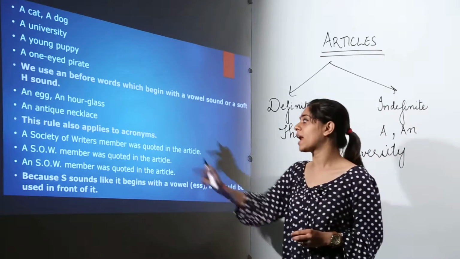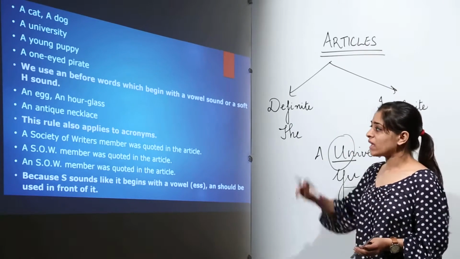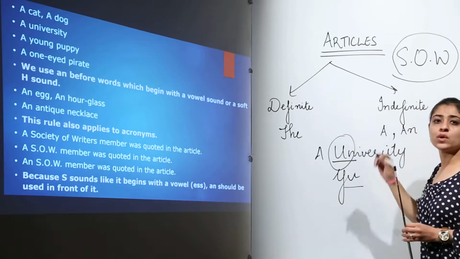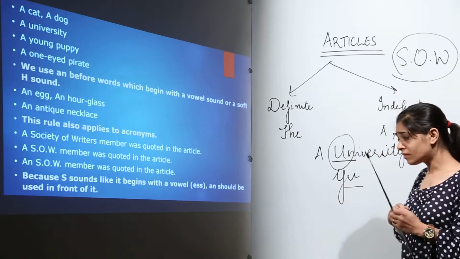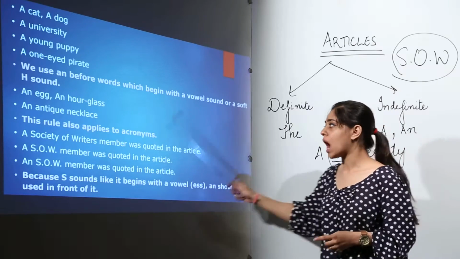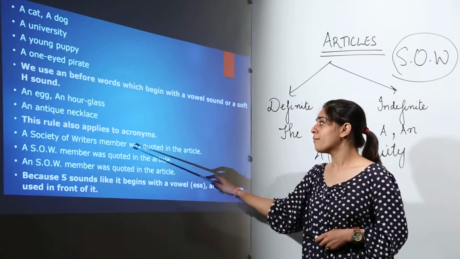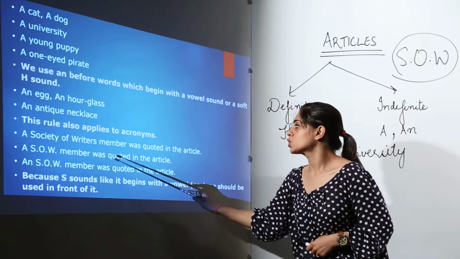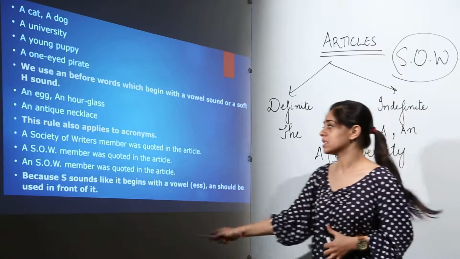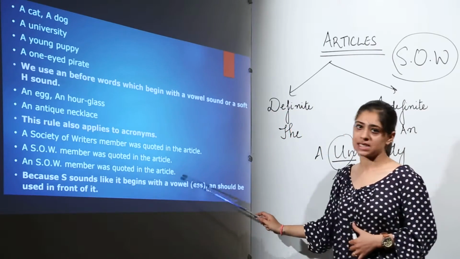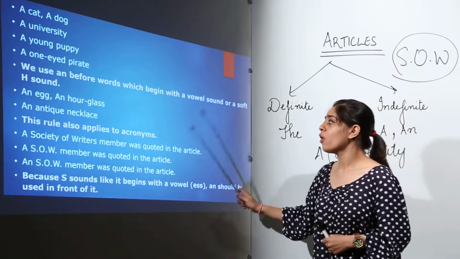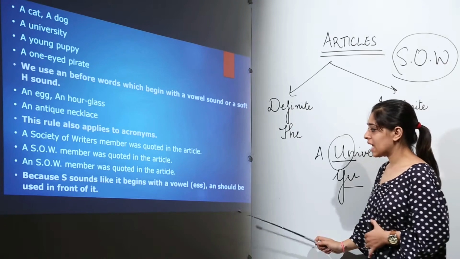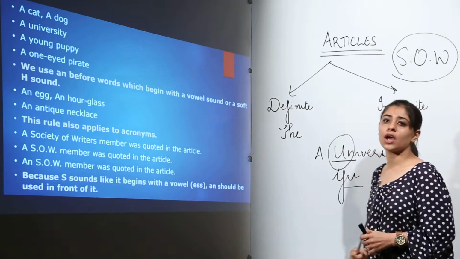For example, a society of writers member was quoted in the article. Now instead of writing society of writers, we write down SOW. This whole concept of using the initials of the words is known as acronyms. Moving on. Now this rule also applies to acronyms. How? See this: a society of writers member was quoted in the article. What does this whole sentence mean? That a SOW member was quoted in the article. Now we use "an" before this: an SOW member was quoted in the article. So "an" is basically used before all the acronyms, because S sounds like it begins with a vowel, ess, and "an" should be used in front of it. So this is how the acronyms concept is cleared off.